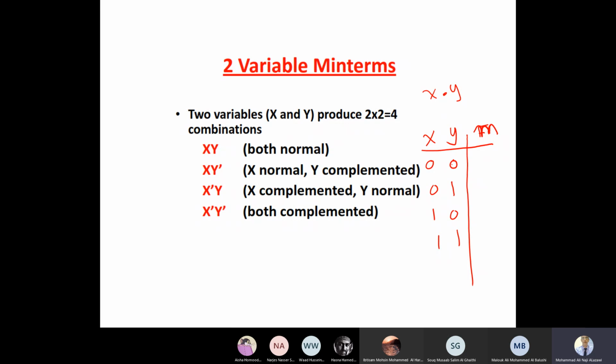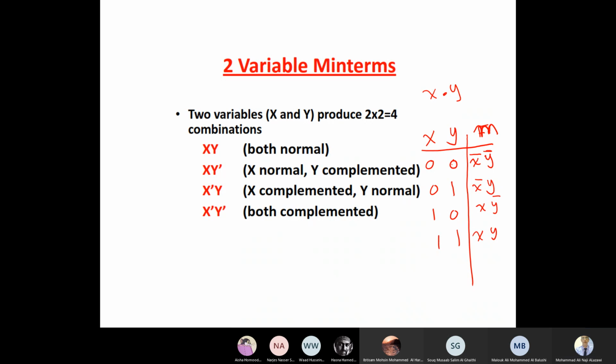So in this case any 0 will be inverted. Okay, I come to this one. Who can find it? x prime y prime. The 1 stays as it is. This x y prime, x y.